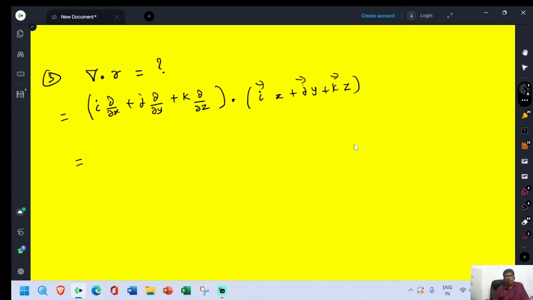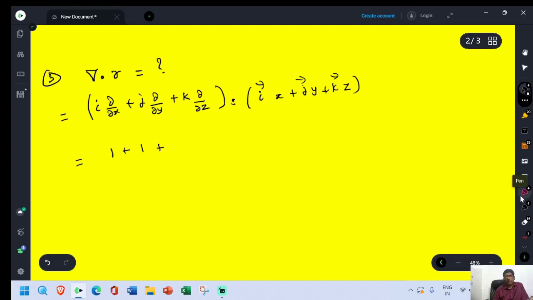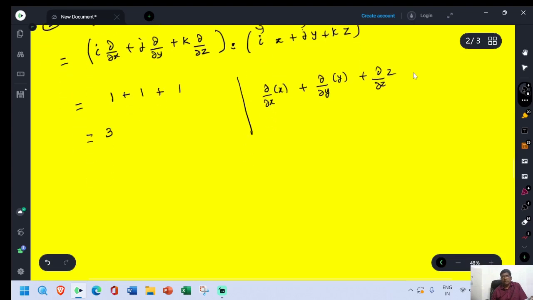i dot i is 1, ∂/∂x of x is 1, plus i dot j is 0, i dot k is 0. Then take j dot i 0, j dot j 1, ∂/∂y of y is 1. Then plus k dot i 0, k dot j 0, k dot k 1, ∂/∂z of z is 1. This is equal to 3. The interim steps are ∂/∂x of x plus ∂/∂y of y plus ∂/∂z of z. So in this way we can say div r equal to 3. Divergence of a vector is a scalar. This is a general rule.